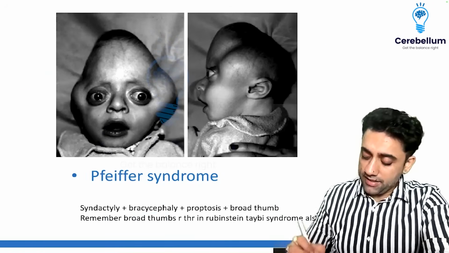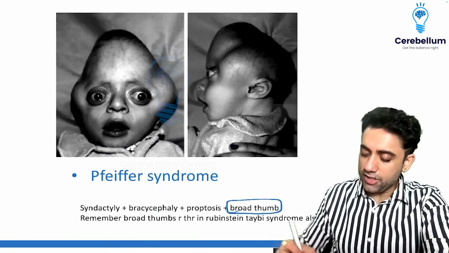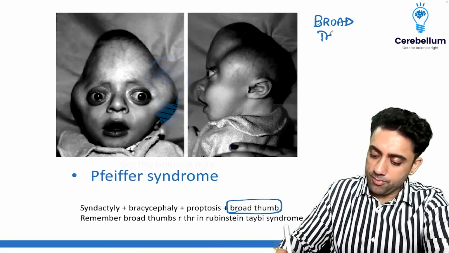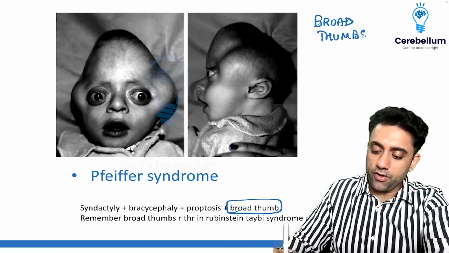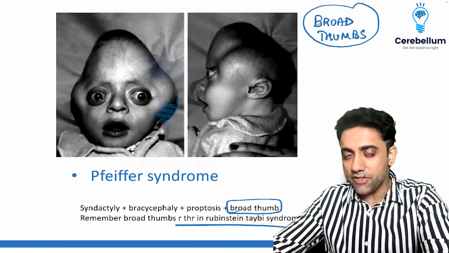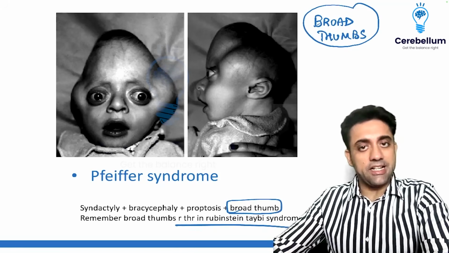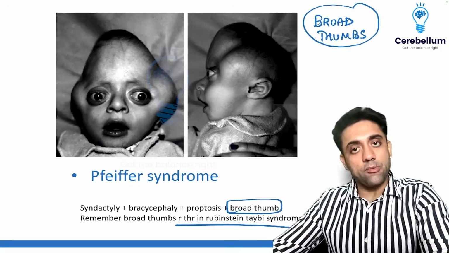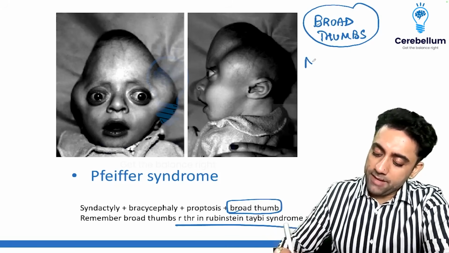Number 1. The patient also has broad thumbs. There are 2 conditions where you see broad thumbs. Number 1, Rubinstein-Taybi syndrome, which we have done in the main videos. That patient also has a broad thumb, and in Pfeiffer syndrome also, the patient has broad thumbs. Remember that.